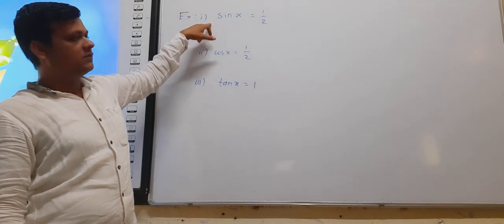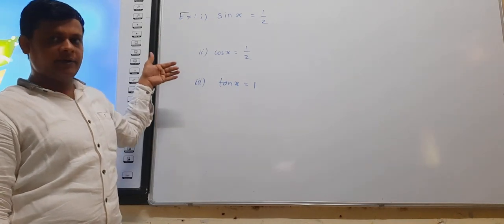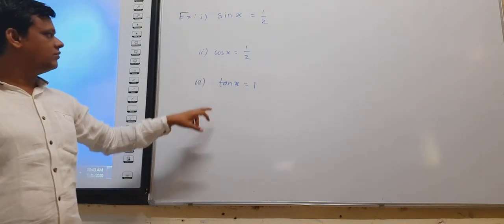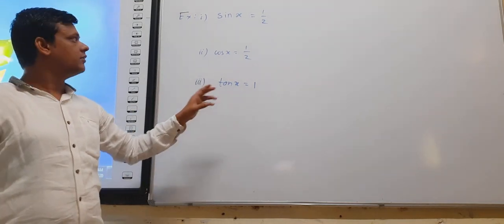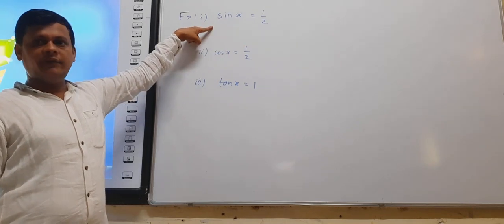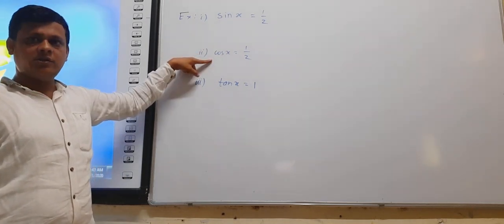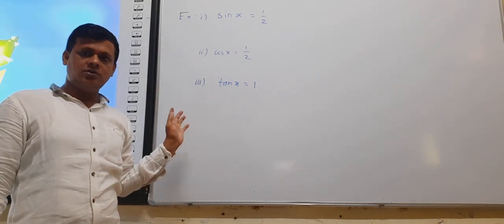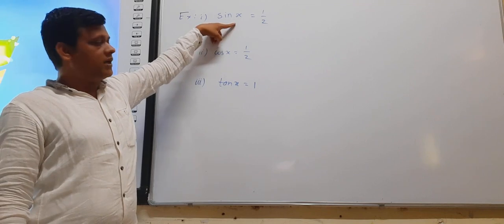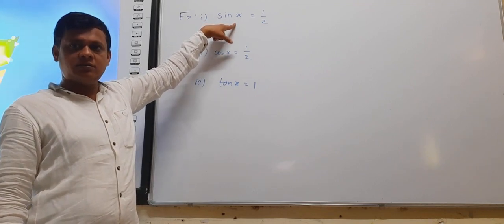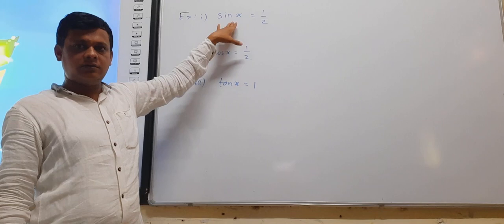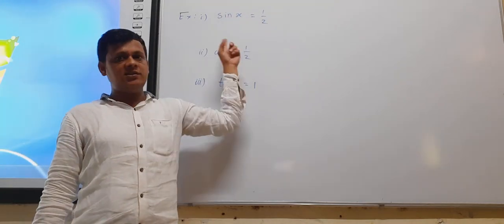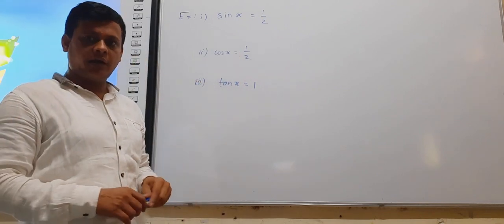We take these three examples. sin x equals to 1 by 2, cos x equals to 1 by 2, tan x is equals to 1. Means in this equation sin function is used, in second equation cos x function is used, in third example tan x function is used. Now here is unknown variable which is x. If we find the value of x, then that value satisfying this equation is called solution of that equations.